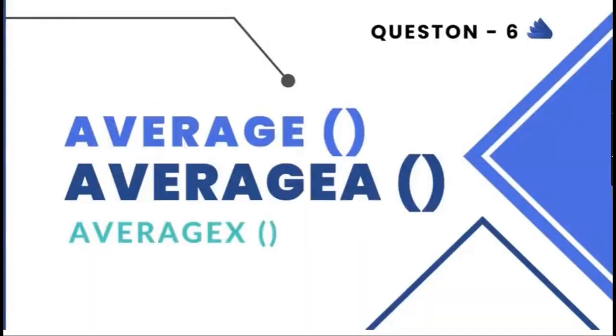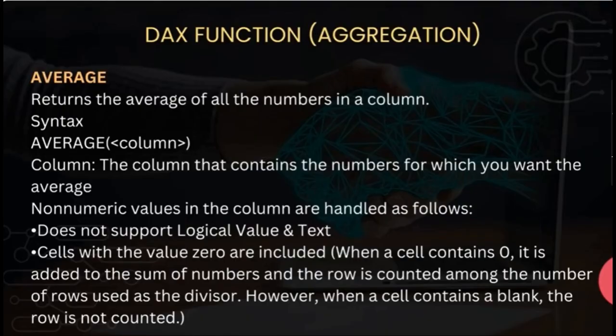Next question: what is the difference between AVERAGE, AVERAGEA and AVERAGEX? Till now, whatever I am talking about, these are all DAX functions. So for some particular table or data set you have, you can practice all of these. The AVERAGE function returns the average of all the numbers in a column, and the syntax is AVERAGE(column name), the column that contains the numbers for which you want the average.